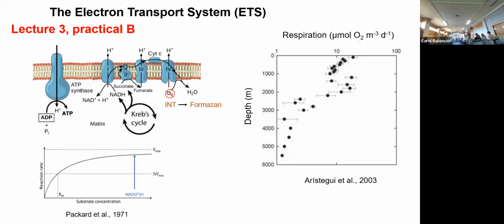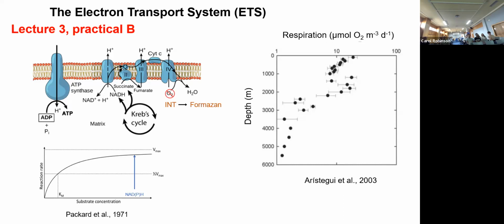The traditional method of estimating microbial metabolism in the mesopelagic zone is to estimate the activity of the cellular electron transport system, or ETS. This assay was first introduced by Ted Packard in 1971 and is based on saturating the ETS dehydrogenase enzymes with their substrates of pyridine nucleotides to estimate the maximum activity, or the Vmax here, of the enzymes using an artificial electron acceptor, INT, which is then reduced to formazan.